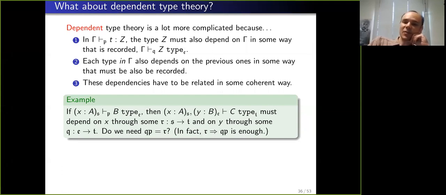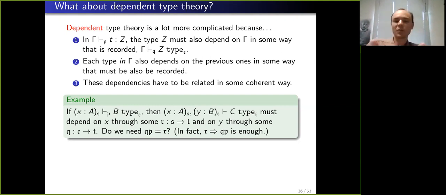Well, dependent type theory is a lot more complicated because in a modal world where terms are labeled by some sort of morphism in a heteromorphism judgment, the terms can occur in types. And so when I have a term that depends via some p, the type that it lives in also has to depend via some other morphism q in some way. And moreover, the types that occur in the context depend on the previous ones via some other morphisms, R or S or whatever, and those have to be recorded somehow. And then these dependencies have to be coherent in some way that makes sense in the semantics.